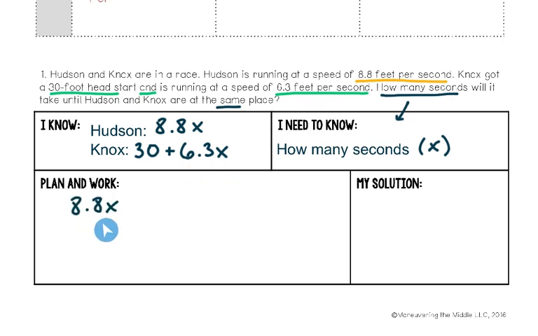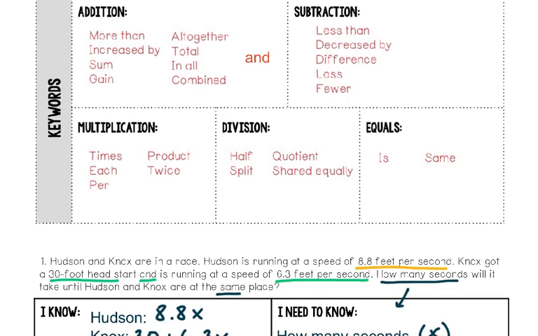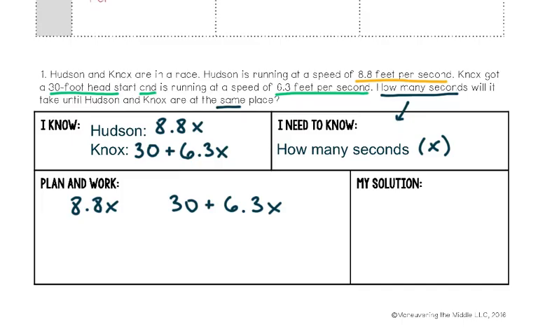So I have the expression for Hudson, I have the expression for Knox, and I have one more keyword I haven't used yet. Same. What does the keyword same tell me? Same means equals. Since I want to know when Hudson and Knox are the same, I'm going to set their expressions equal to each other. This is the equation I'm going to use to solve for x.